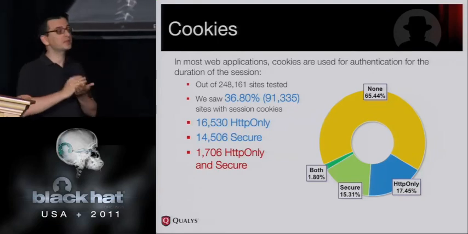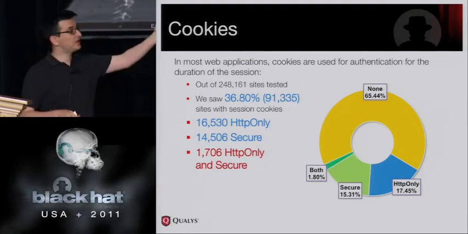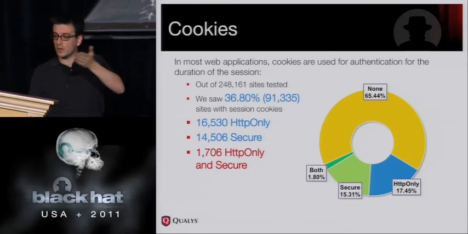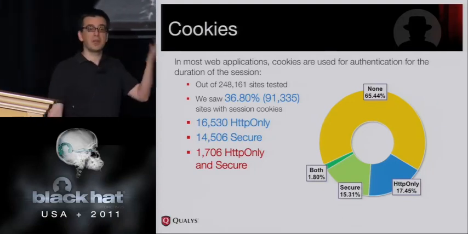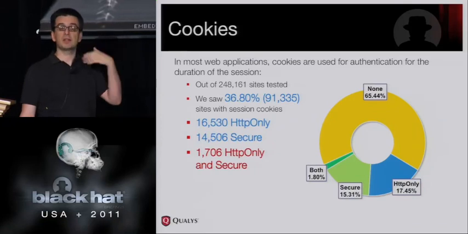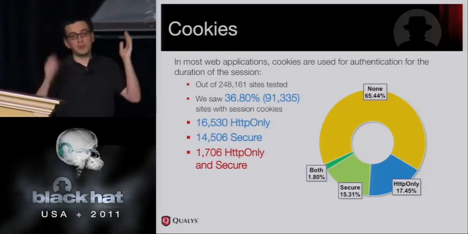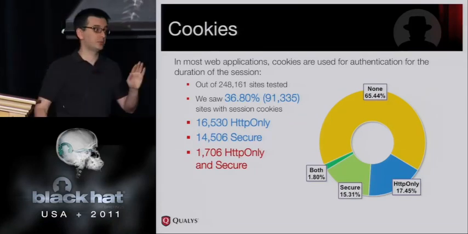This is a perfect example of the impedance mismatch problem. You can see here there's actually a very small number of session cookies that are protected. It's only about 15%. HTTP only is a measure that's used to protect against session hijacking via cross-site scripting. That's slightly more popular, but if you look at the two together, it's only 1.8%, which is terribly, terribly small.